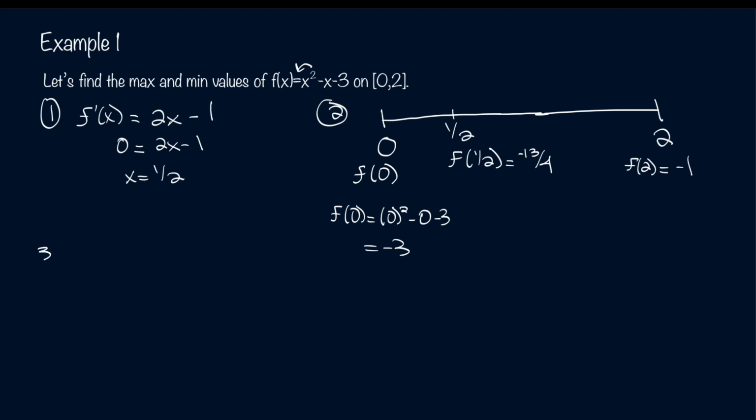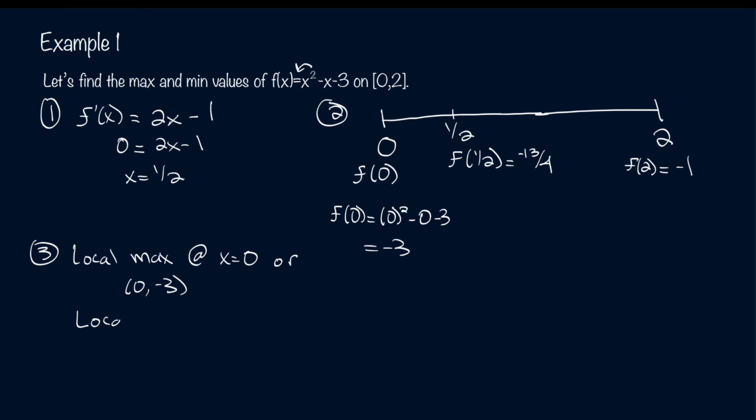So for step 3, what we can do is now figure out which ones are local max, local min, or absolute max and absolute min. So our local max is going to be at x equals 0, or what we can say is 0 comma negative 3.